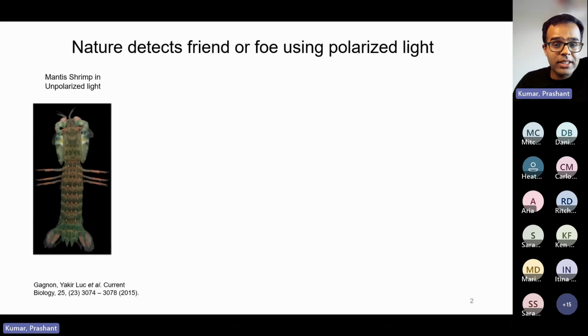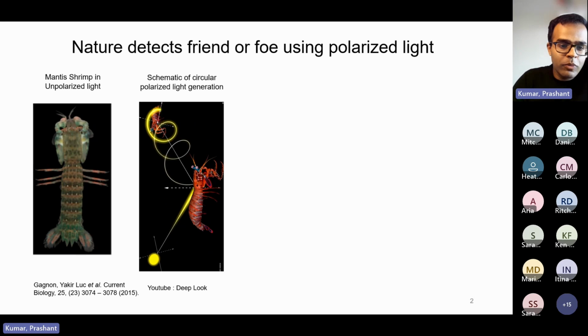Many of you would be aware of this interesting creature called the mantis shrimp. Here on the left, I'm showing you a very beautiful colored image in regular light, and you can see it has nice colors in different parts of its body. But the mantis shrimp has a very interesting property. Some parts of its body are converting unpolarized light into circularly polarized light. The reason they do this is because they are communicating with each other through these circularly polarized light signals, and they have eyes which can detect this circularly polarized light as well.